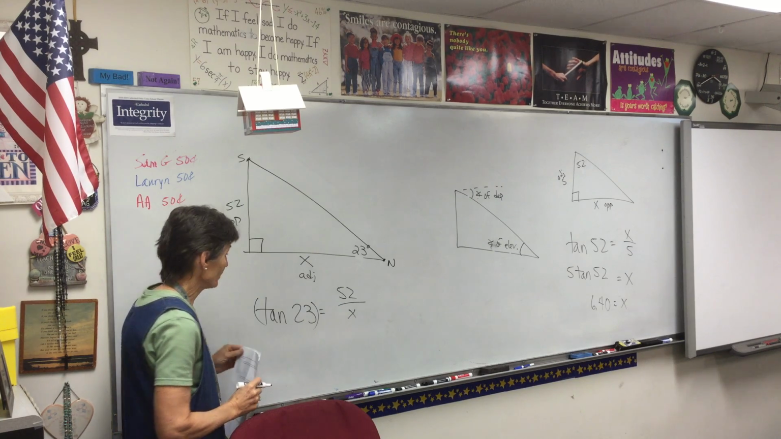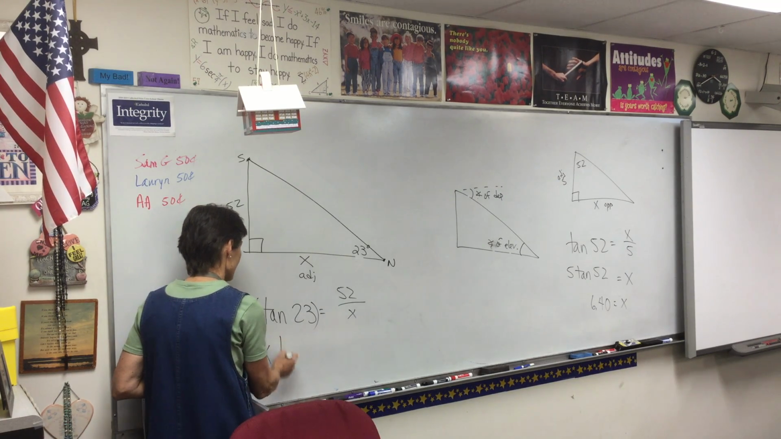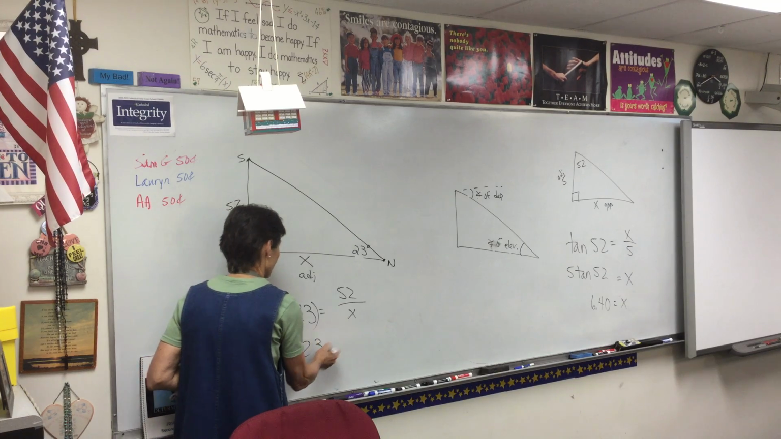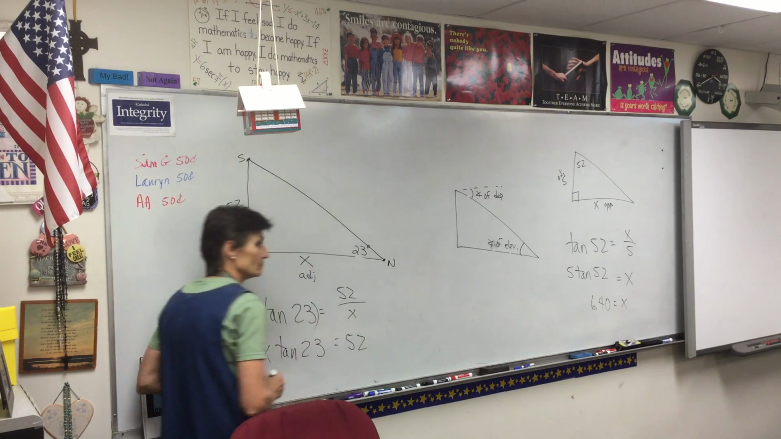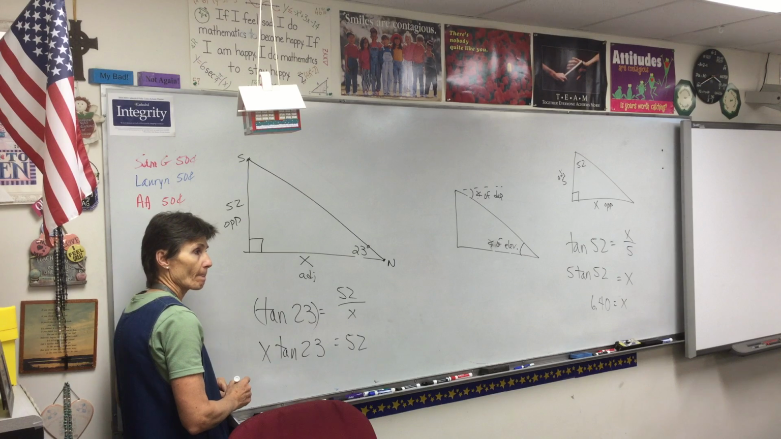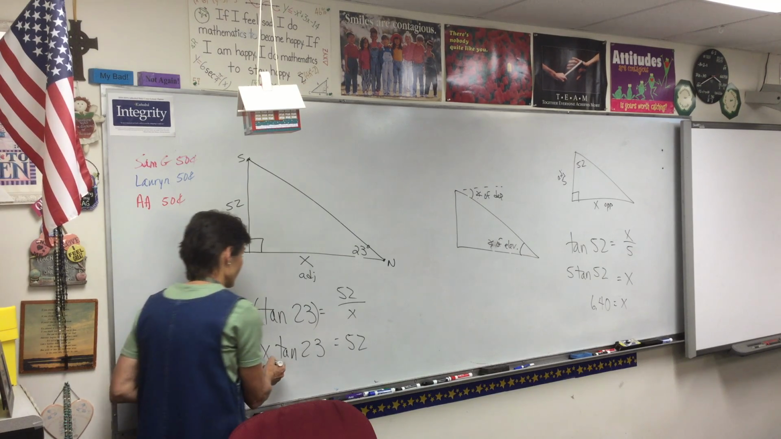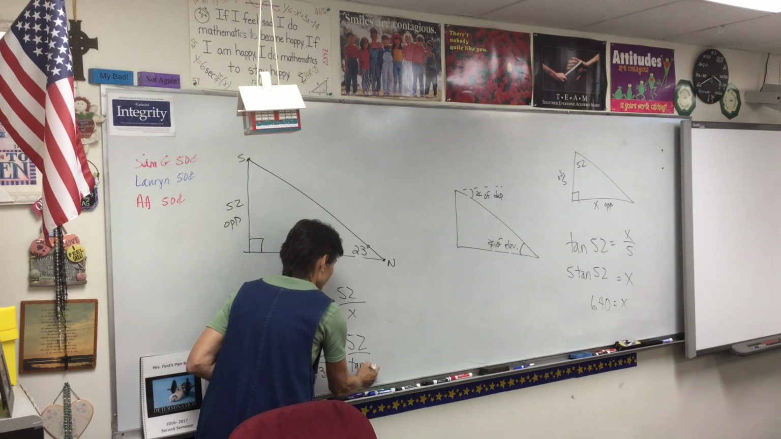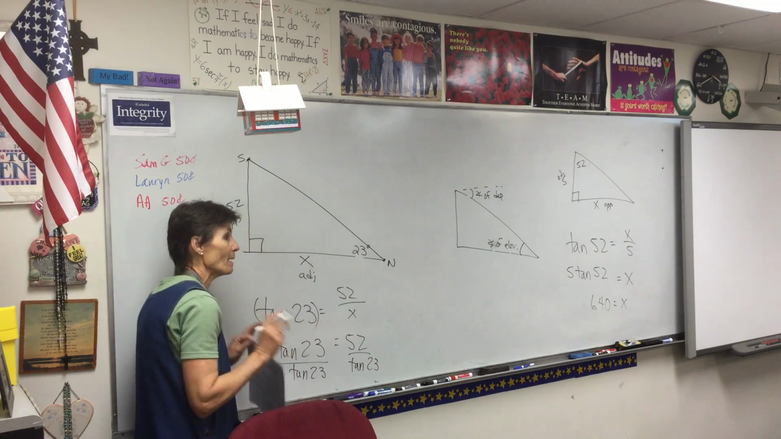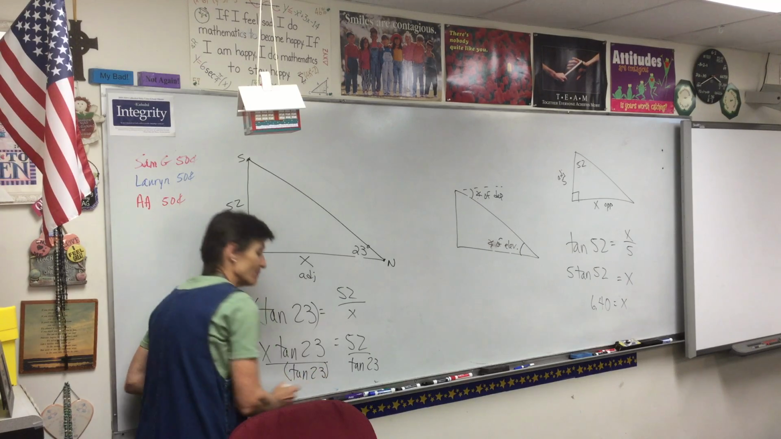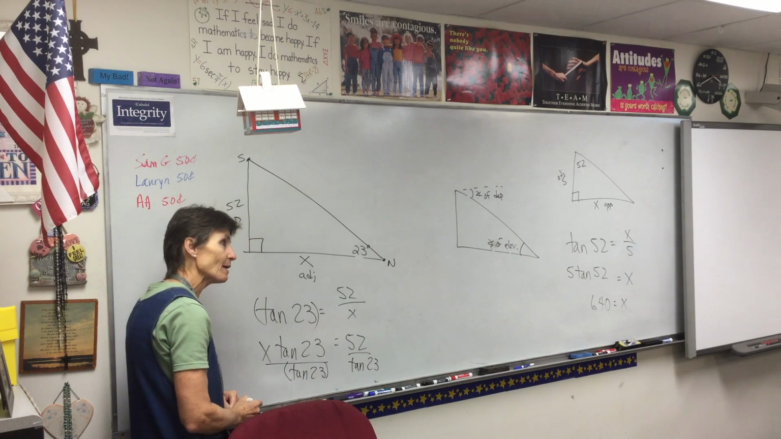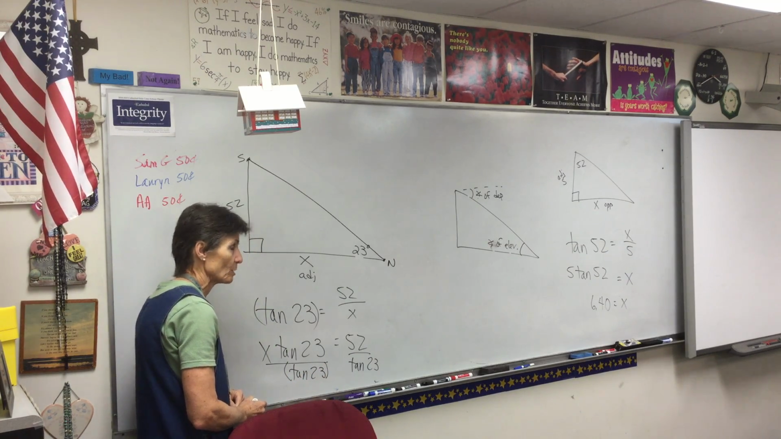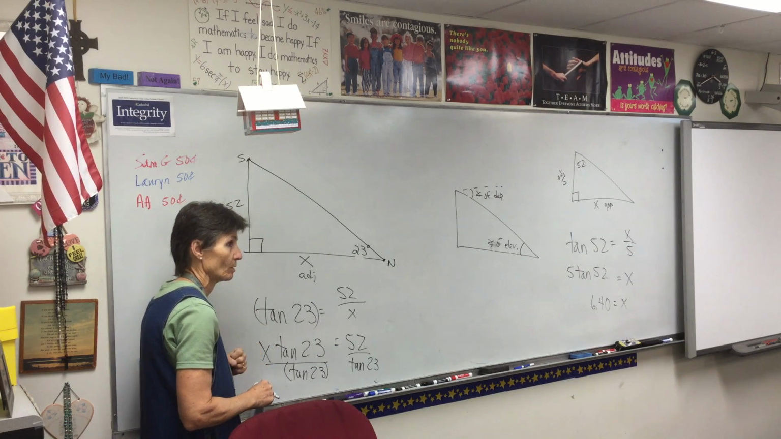Right? So now we clear our denominator. So x tan 23 equals 52. And then we'll divide by tan 23. Remember, these two cannot be separated. You can't divide by tan and you can't divide by 23. You have to divide by tan 23.